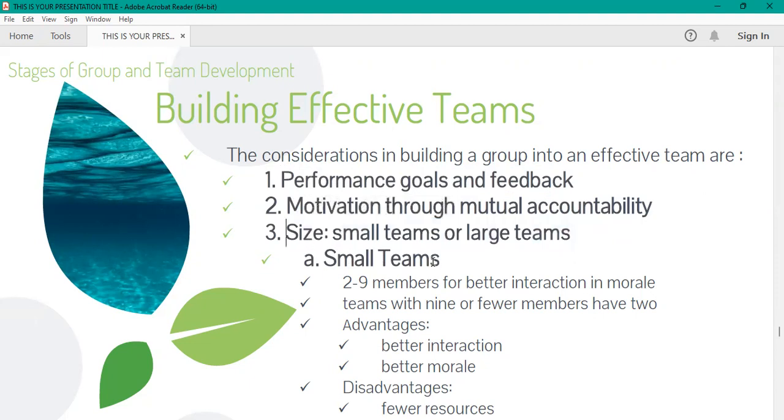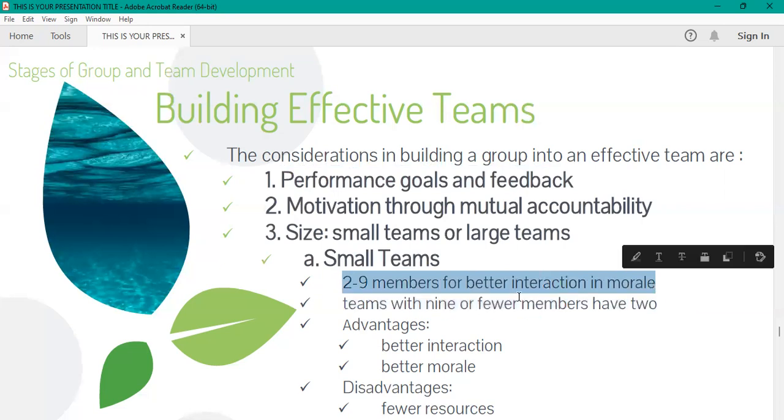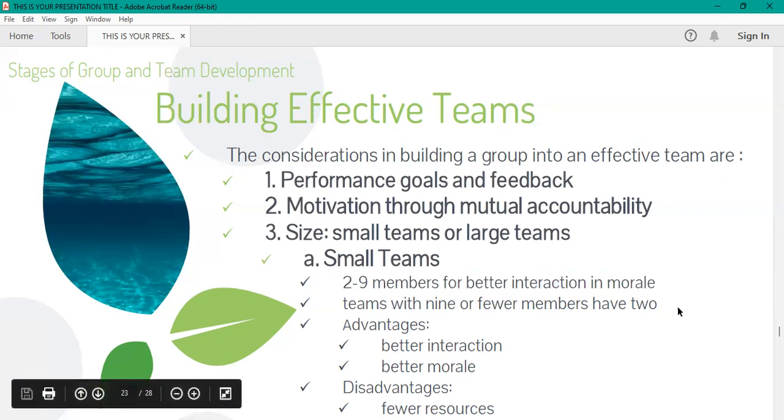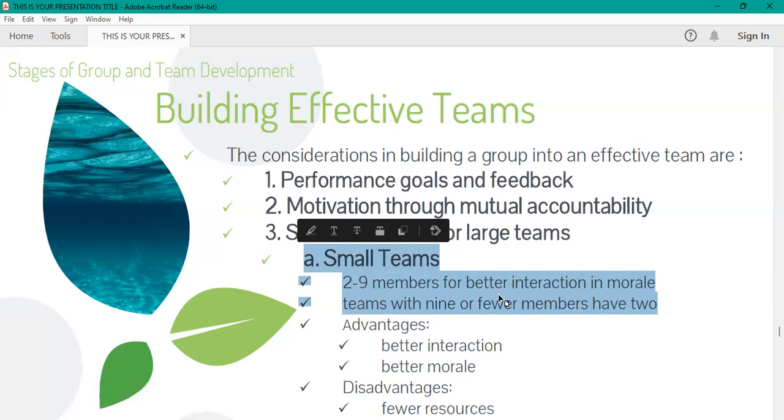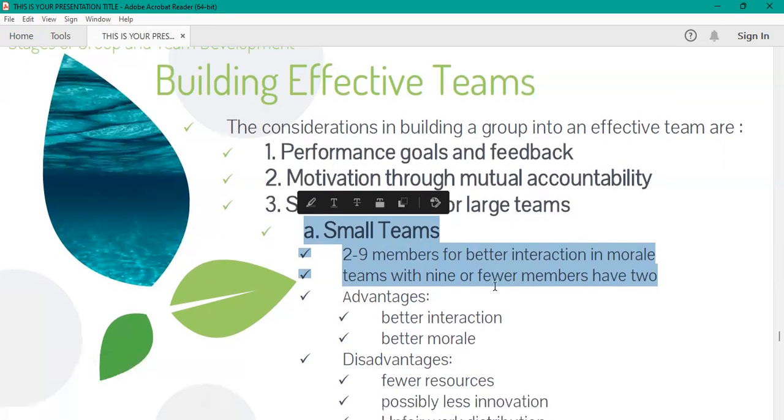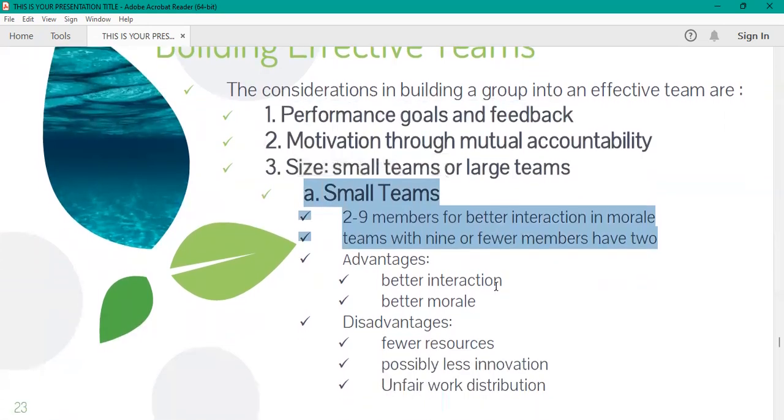Okay, if the size of the team is small, like 2 to 9 members only, it will give you better interaction. So for small teams, at most 9 members, mas better interaction, mas dali ra po siya i-complete.